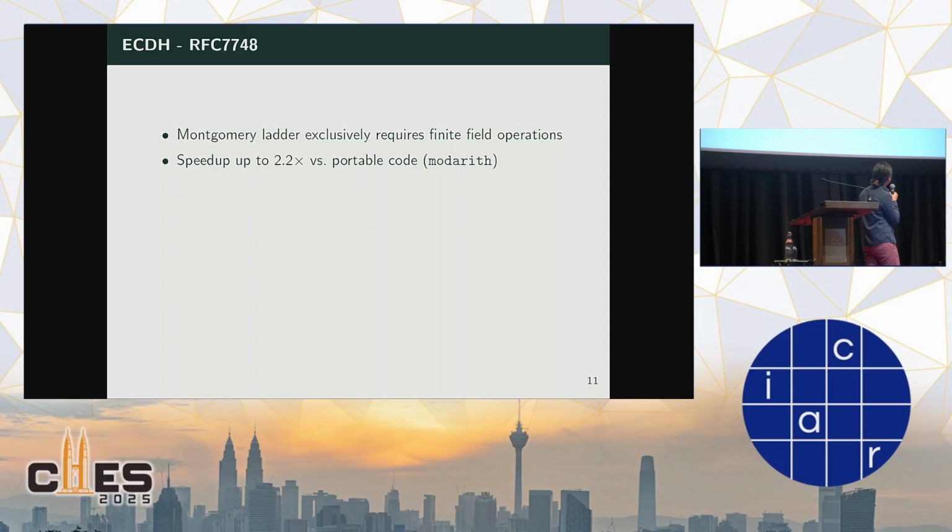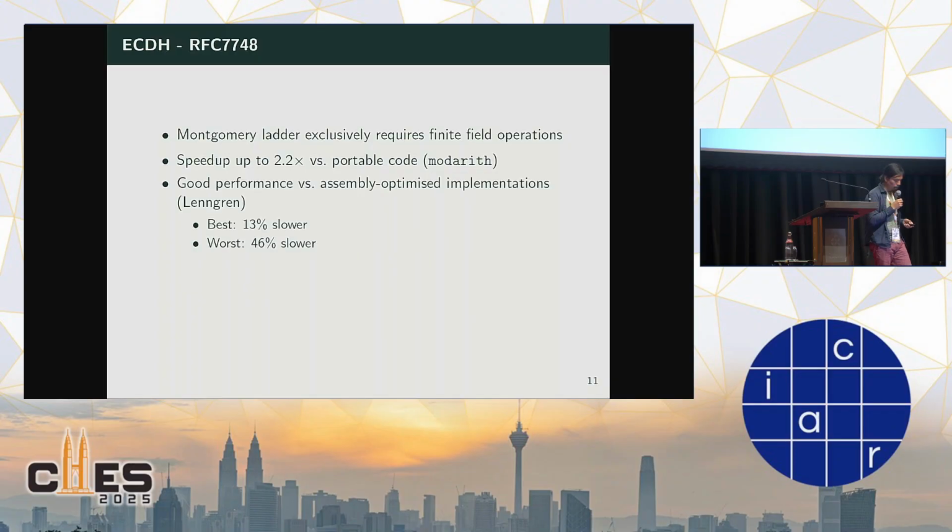Compared to Modarith, the general C code generator by Mike, we found that we were 2.2 times faster than the code generated by this code generator. Now, we said, let's see how we do against fully handwritten assembly code. For this, to the best of our knowledge, the implementation by Emil and Ren is the fastest one. In the best scenario for us, we are only 13% slower, whereas in the worst case scenario, we are 46% slower.